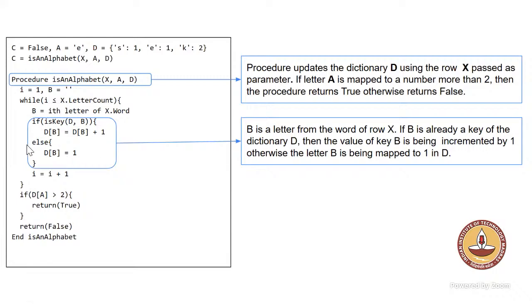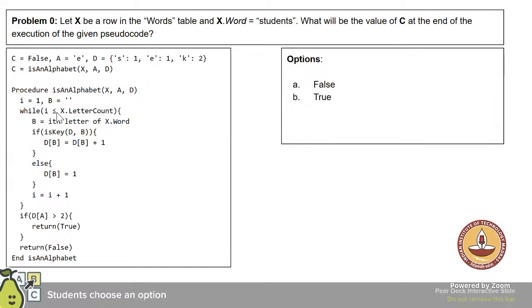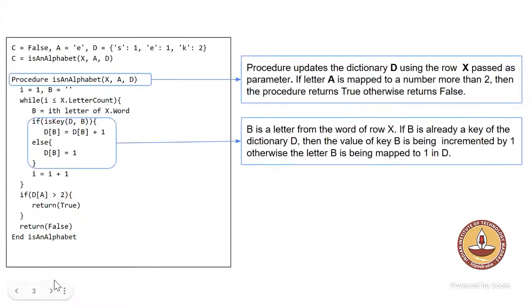So you can see what is the word here. The word is student. So actually this while loop is to iterate over the letters of the word student. First letter is S, second letter is T, third letter is U. In order to iterate only, we are using this while loop. B equal to ith letter of X dot word. What is our I value initially when we are starting the loop? It is 1. So B equal to ith letter of X dot word means first letter. First letter is S. So B equal to S now.